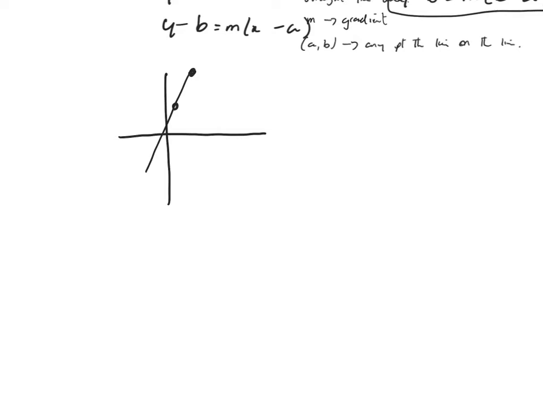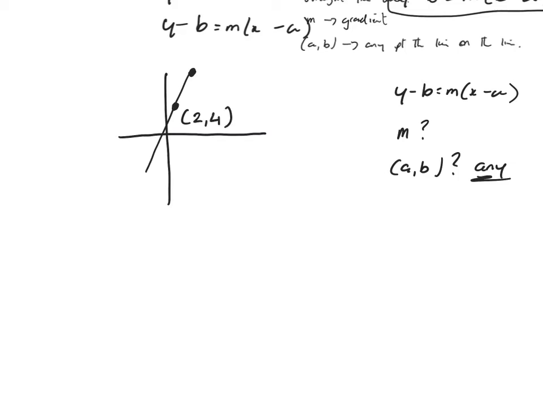Okay, so first of all, let's clarify what information we need. So y minus b equals m bracket x minus a, so we need the gradient and we need any point that lies on the line. Now, crucially, that is any point that lies on the line. It doesn't need to be any particular point. It's just any point that lies on the line, but crucially, it must lie on the line. Okay, so let's say, for example, that that was the point 2, 4, and this would be the point 4, 8. So we're going to use y minus b equals m bracket x minus a to find the equation of this straight line.